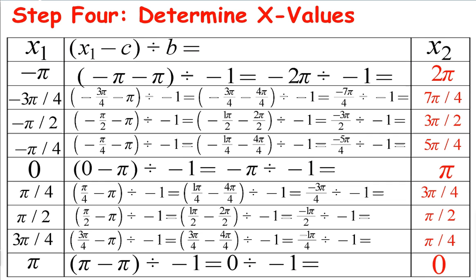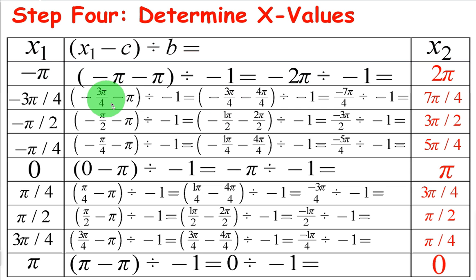Okay, next step is to determine your new x values. So here are my original parent x values. Again, it's easy. You just take your parent x values, you subtract c and divide by b. Now in this case, c is pi and b is negative 1. So I'm going to take each of these x values, subtract pi, and then divide by negative 1. Again, I like to show every step possible in this column.